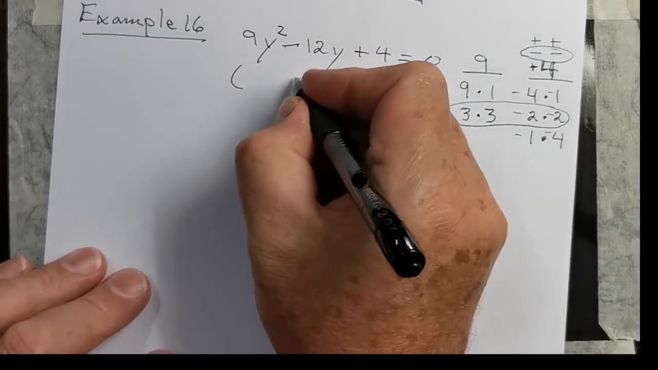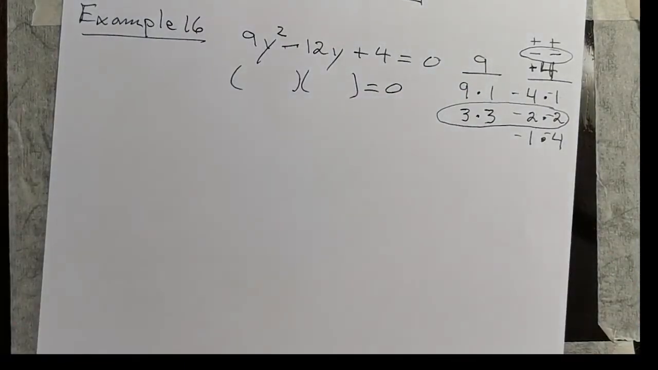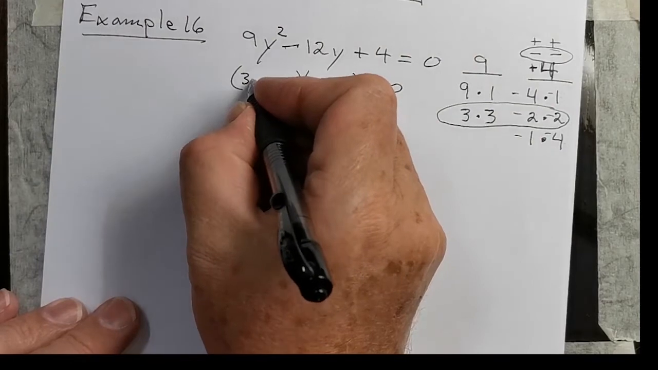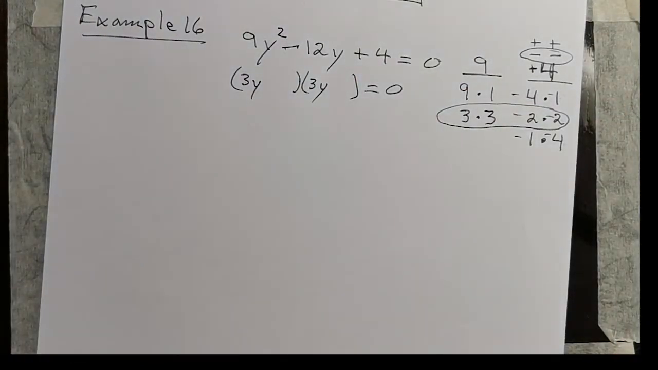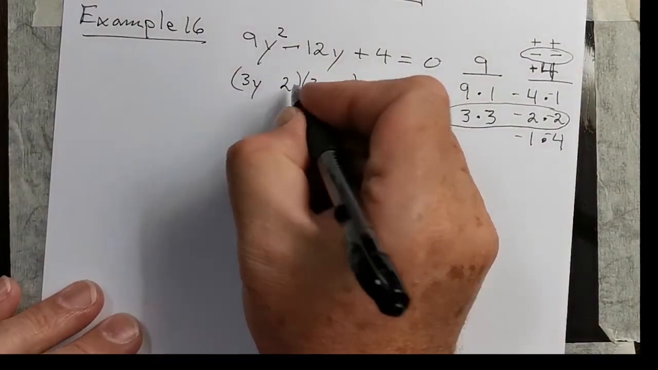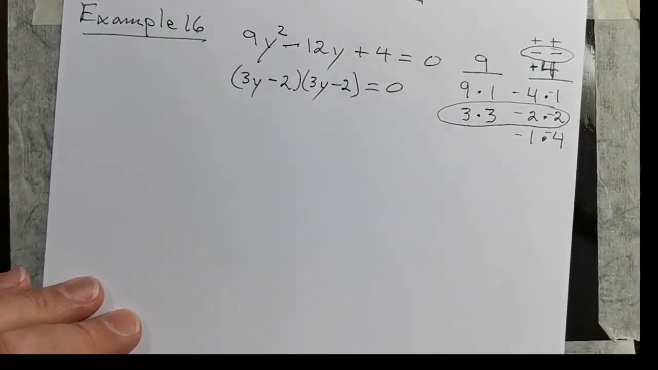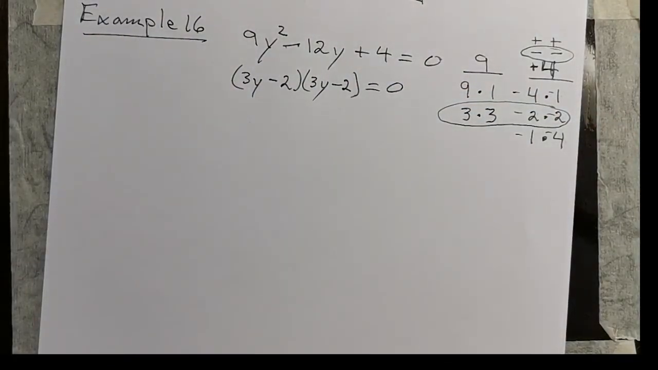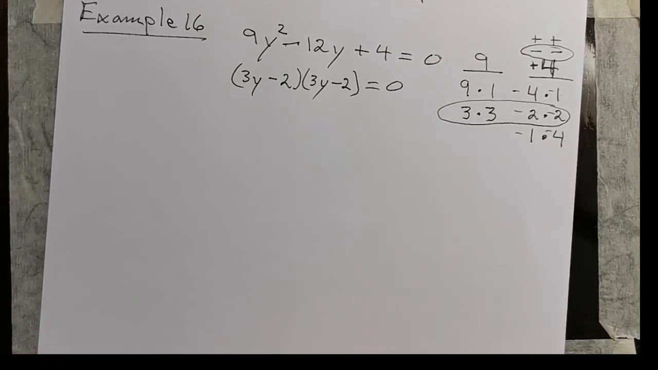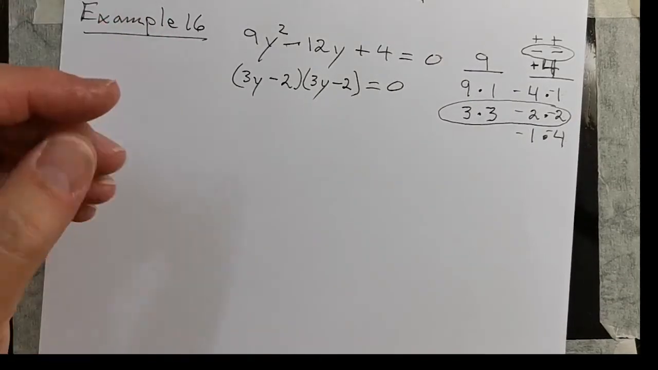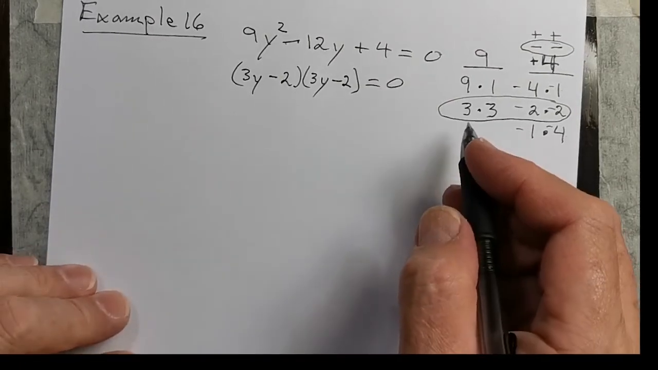So let's make our 2 parentheses. Okay. And we put 3y and 3y. It gives us 3y, or 9y squared. And then I put 2 and 2. And it's minus, minus. Okay. Notice that this thing is a squared minus 2ab plus b squared. It's a plus b, or a minus b quantity squared. It's of that form.